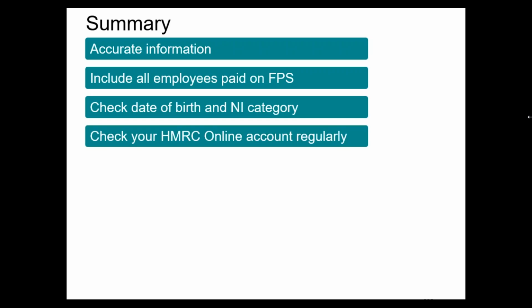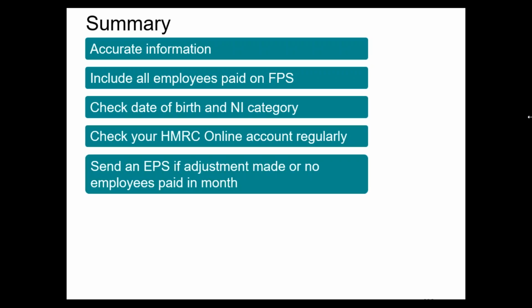Go online regularly to view your HMRC online account and check what you owe. Send an EPS if you're claiming a reduction in the amount you pay in HMRC. For example, if you're claiming back statutory payments. You also need to send an EPS if you haven't paid any employees in the tax month.